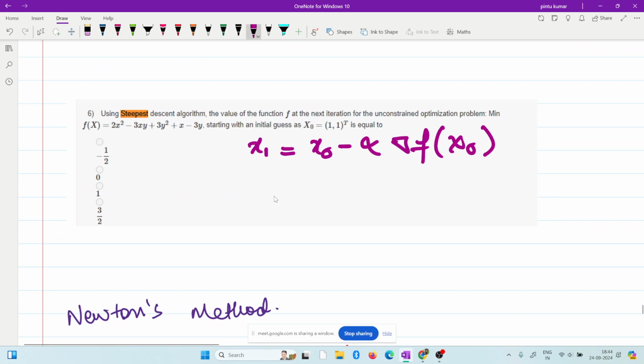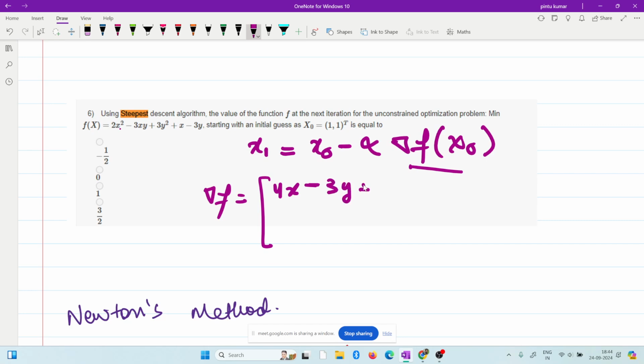Right? So x naught is given to us. First task would be to calculate gradient. So what is gradient of f? First, it's a function of two variables, x and y. So partial derivative with respect to x gives us 4x minus 3y plus 1, right? And partial derivative with respect to y gives us minus 3x plus 6y minus 3, right?